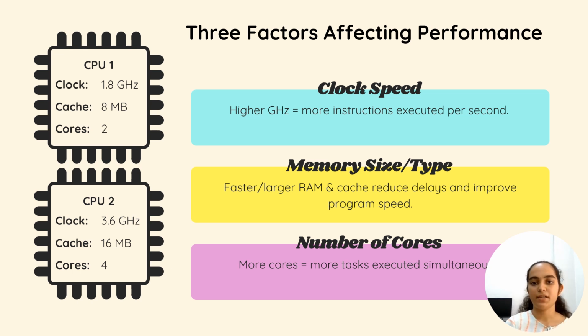Now let's talk about what affects CPU performance. There are three main factors: clock speed, number of cores, and instruction level parallelism. Clock speed is how fast the CPU completes instructions per second. Number of cores: more cores allow more tasks to run simultaneously. Instruction level parallelism is how efficiently the CPU can handle multiple instructions at once. Modern processors use advanced techniques to boost these performance factors.